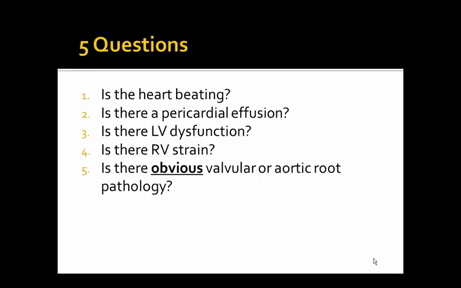Then the next thing, is there left ventricular dysfunction? We'll talk about a couple of general types of dysfunction you might see in the left ventricle. Then next, is there right ventricular strain or right ventricular dilation, really is what we're looking for. There's a few other things that go along with it, but that simplifies it for the most part. And then we'll talk about some really obvious things you can look for that are clues to obvious valvular or aortic root pathology, and when we care about those and when maybe we don't, when they're acute versus chronic. So those are the 5 questions.